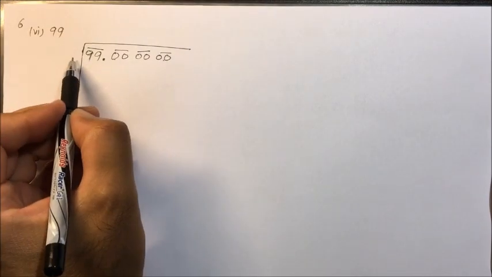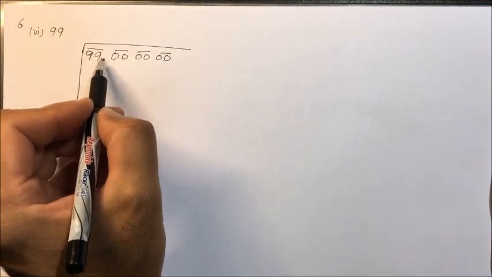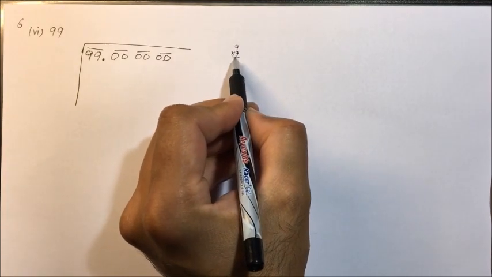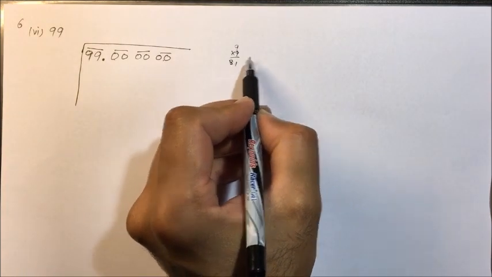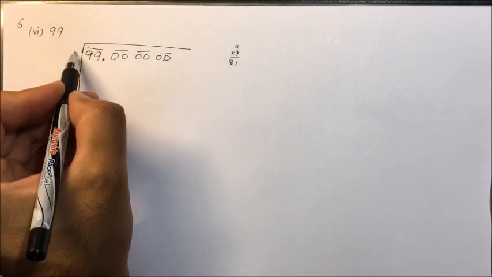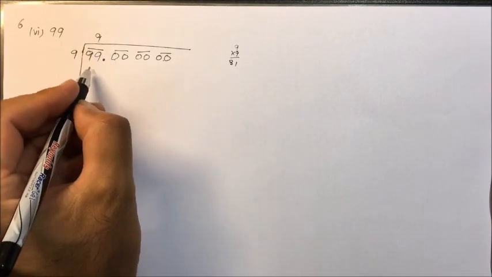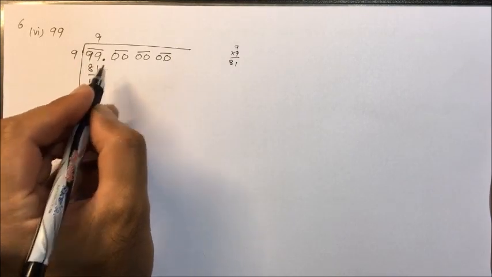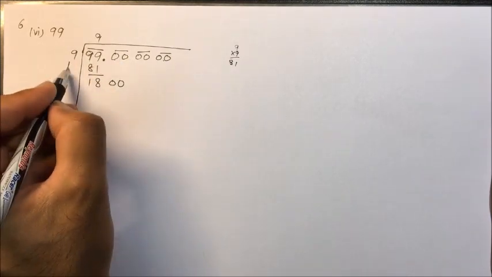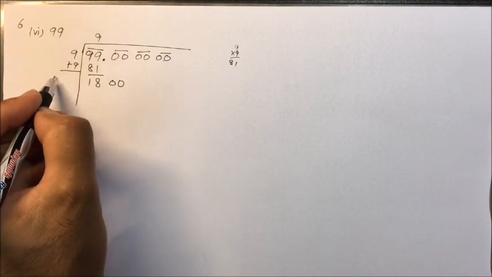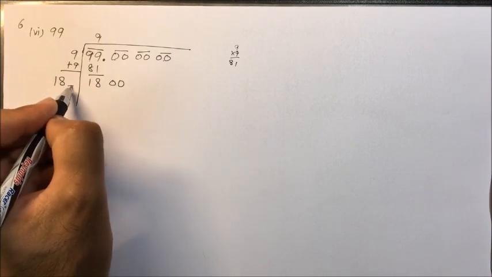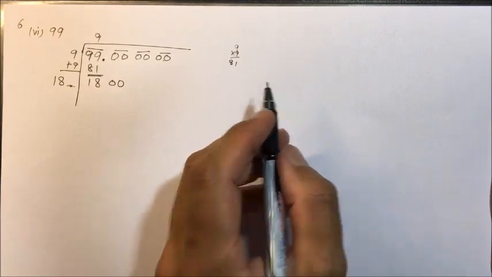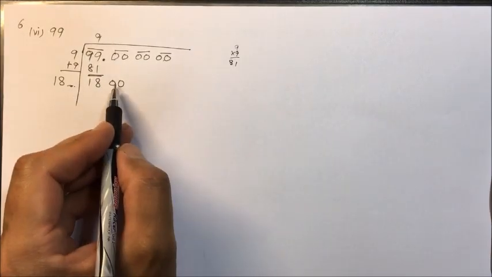So first we will find the greatest number whose square does not exceed 99. So 9 into 9, 81. Next, we will go with 9, 9, 9, 81. And the remainder we are getting is 18. We put 0 here, plus 9, it will be 18, and here we have to find the digit.